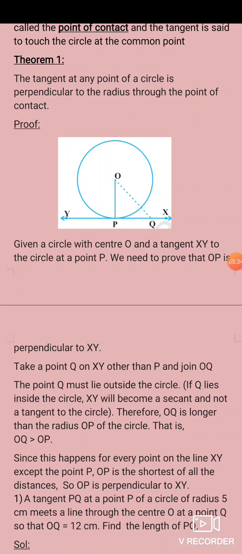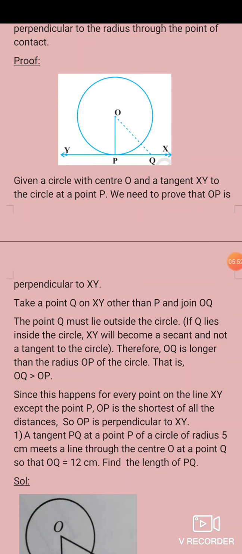Clear? So listen carefully. This theorem you can write in your own sentences, but all these points are important. That is, among the points on the tangent, OP is the shortest, which is the perpendicular. All those points are very, very important. Okay. Now listen to the first question.